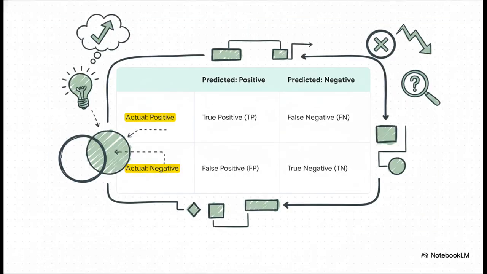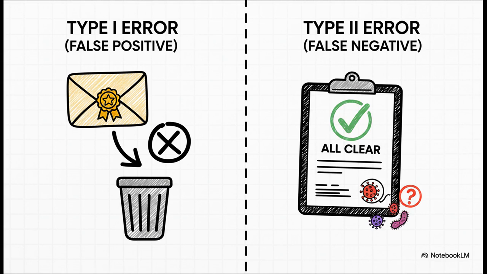To measure how well a classification model is doing, we use something called a confusion matrix. Now, don't let the name intimidate you. It's just a simple grid that shows us exactly where the model got things right and where it went wrong. It separates the correct guesses, the true positives and negatives, from the incorrect ones, the false positives and negatives. And these two types of mistakes can have wildly different consequences in the real world.